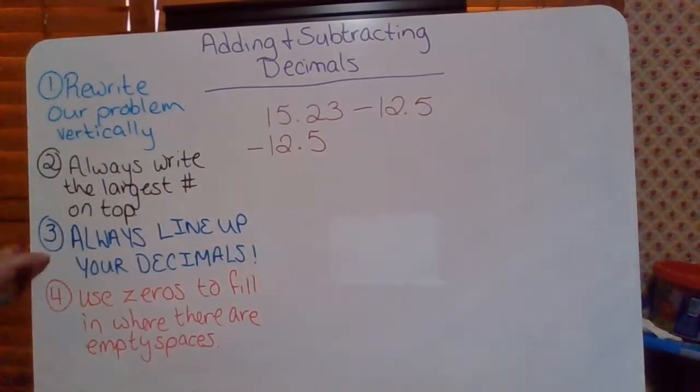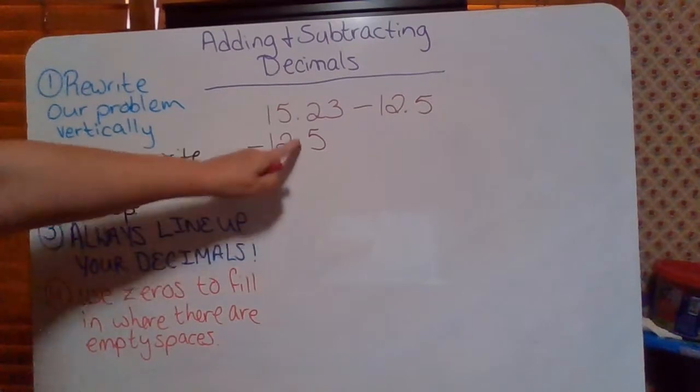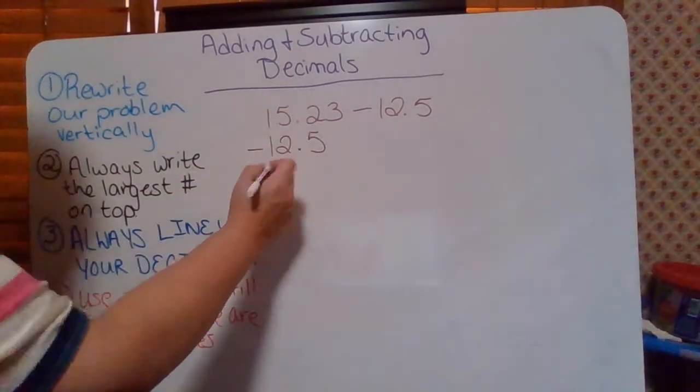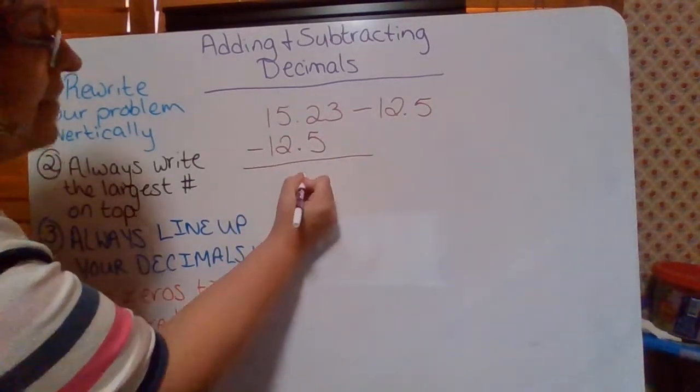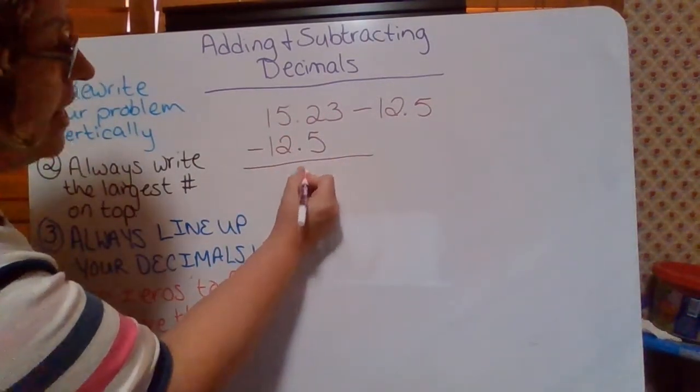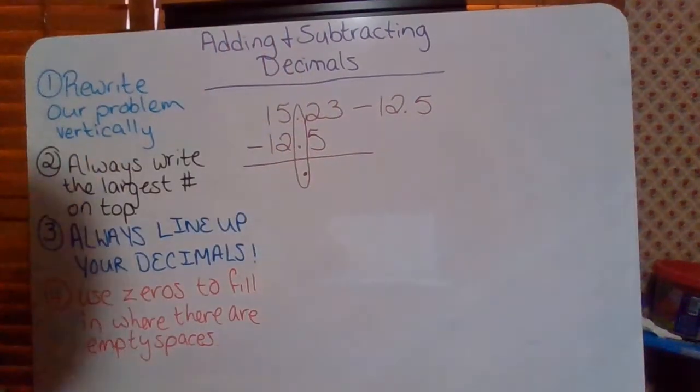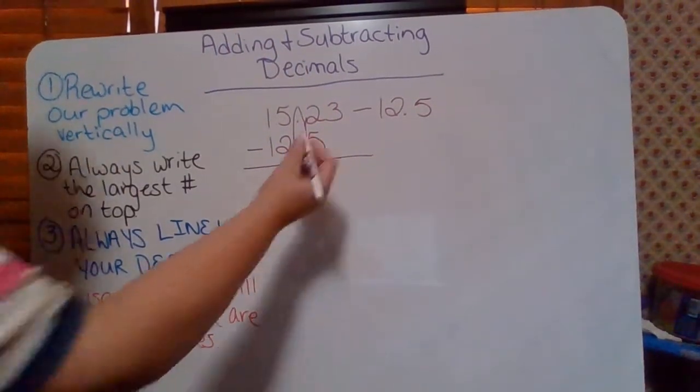So I'm going to bring minus 12.5. Always line up your decimals. You see how I lined up my decimals? When you do that, that decimal point comes straight down. These decimals always have to be in a straight line. Okay?